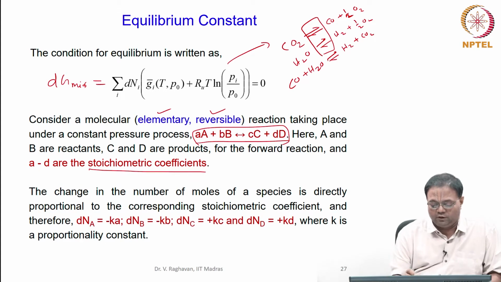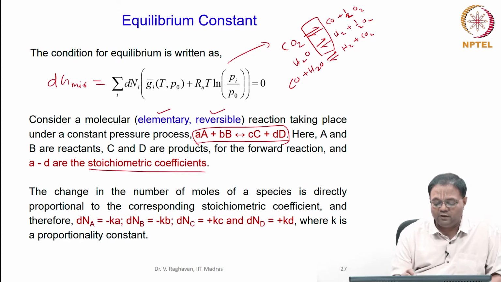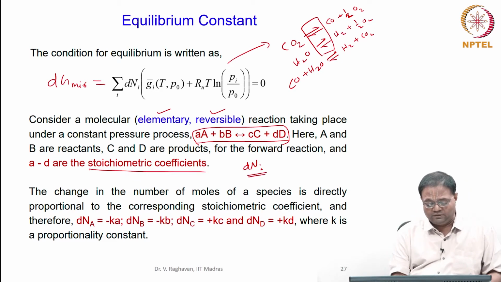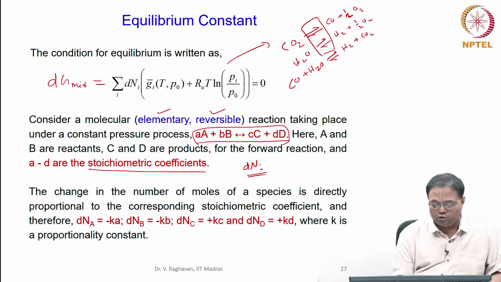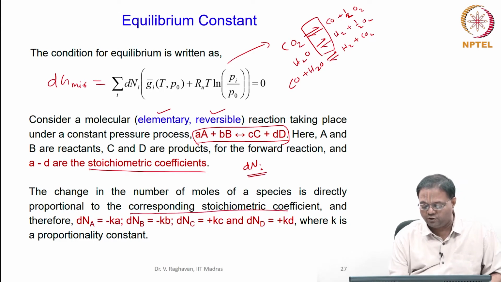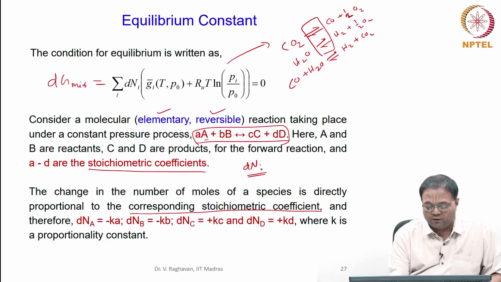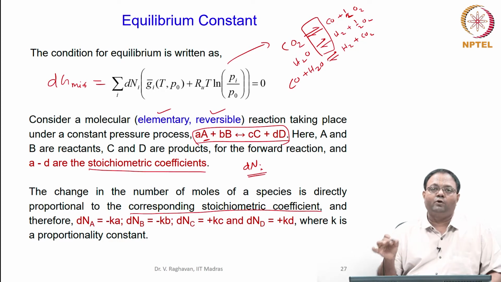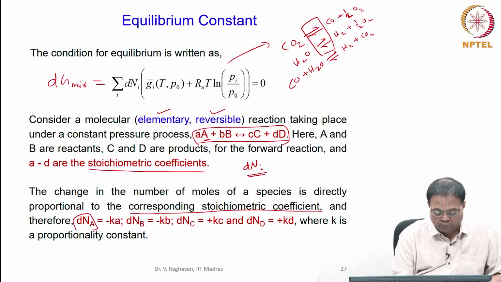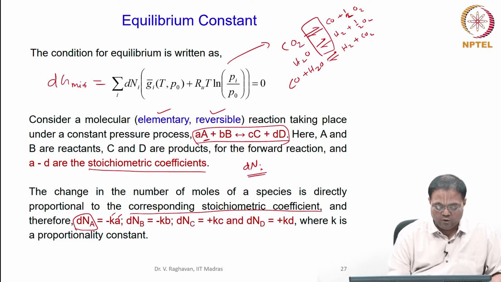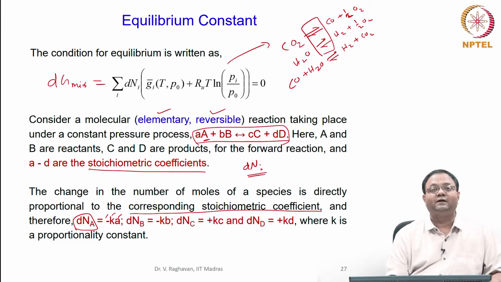Before going to this evaluation, we should understand what is the change in the number of moles, dNi. The change in the number of moles of a species is directly proportional to the corresponding stoichiometric coefficient. If small a is the stoichiometric coefficient for species A, then the change in number of moles of species A will be proportional to it. So I add a constant of proportionality K. I also put a minus sign here because that is a reactant.